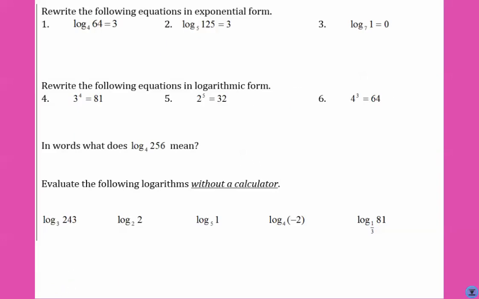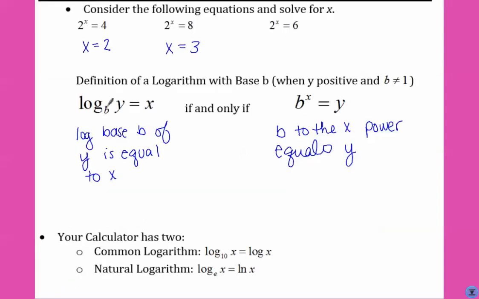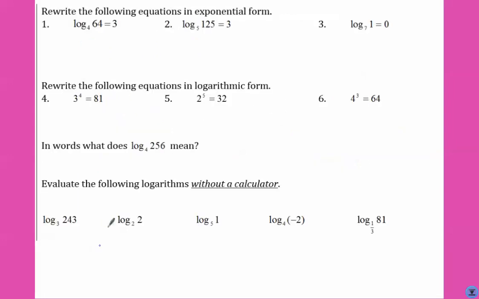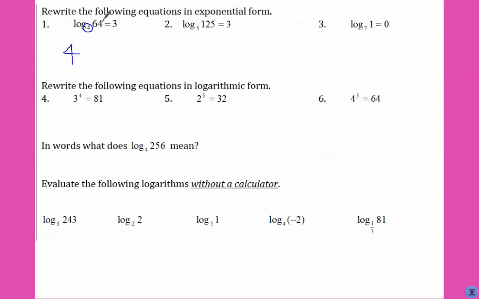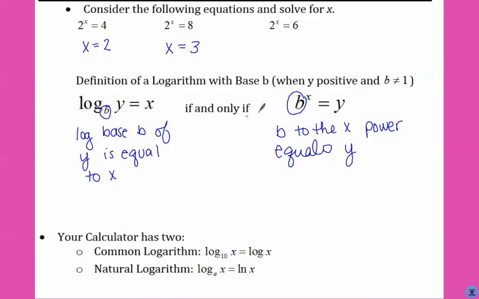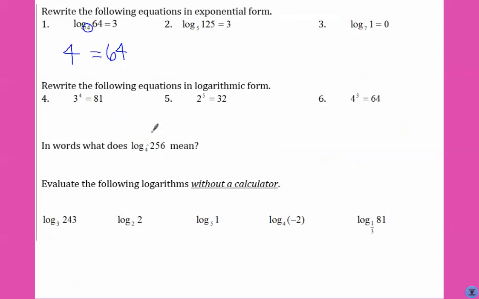So let's look at how these are related. If we look back, our base went from a subscript to being a whole number. So if we wanted to rewrite log base 4 of 64, the base 4 is going to go from being a subscript to being a whole number. The y that was after the log became what it was equal to. So here that's 64. That's going to be what this is equal to. And what the log was equal to became the exponent. So what it's equal to becomes the exponent.